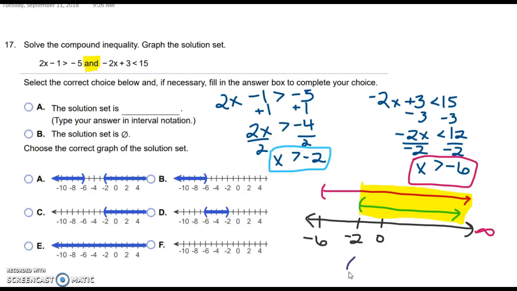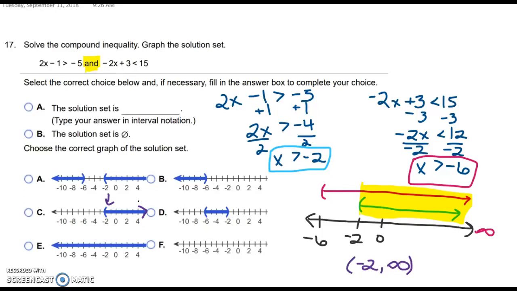So they're both true starting at negative 2 with a parenthesis to match here. And they continue to both be true all the way to positive infinity. So your number line should go from negative 2, and there should be an arrow at the end of that to indicate positive infinity. Again, I think it got cut off when I PDF'd it.